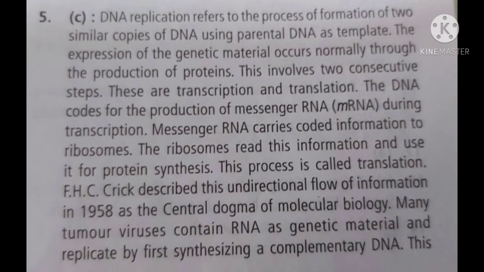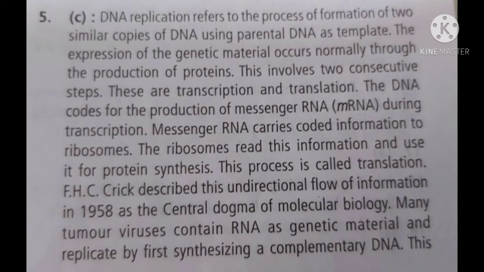F.H.C. Crick described this unidirectional flow of information in 1958 as the central dogma of molecular biology. And this reading of the information, is it unidirectional or bidirectional? It is unidirectional. Means the information flows from where to where? Information flows from mRNA to the ribosomes, and ribosomes in turn use this information for the production of proteins.